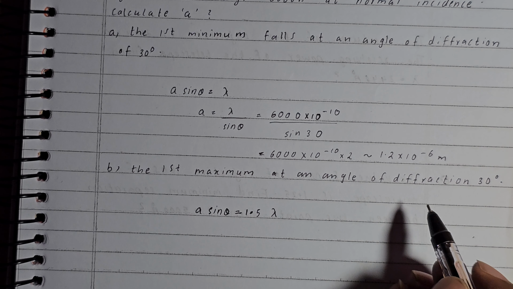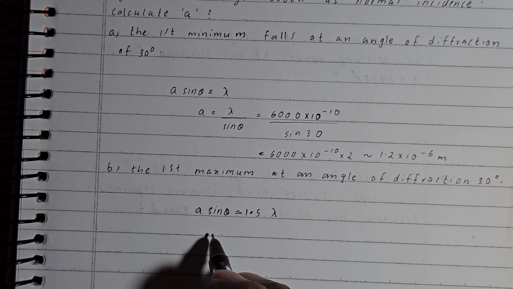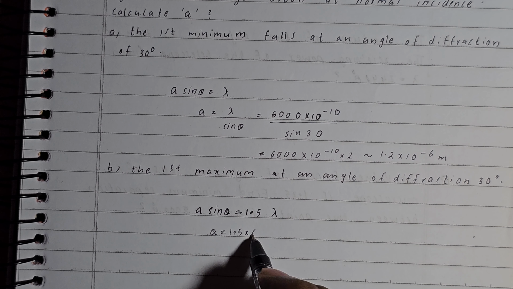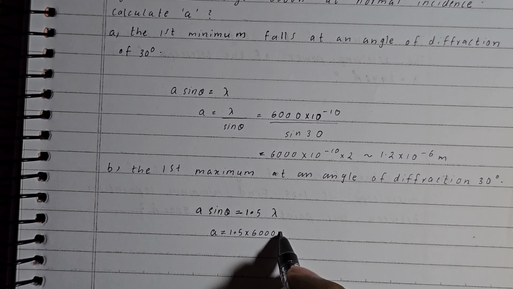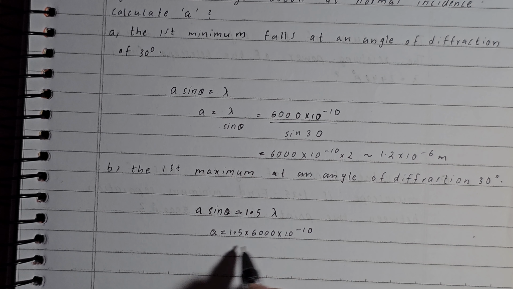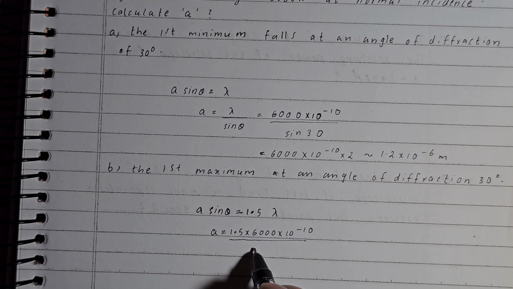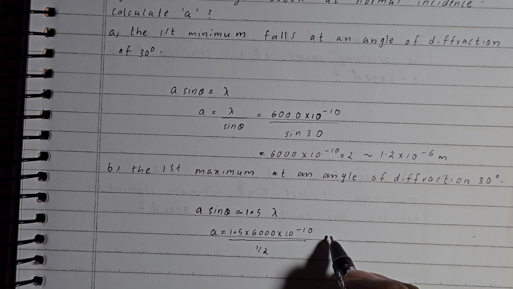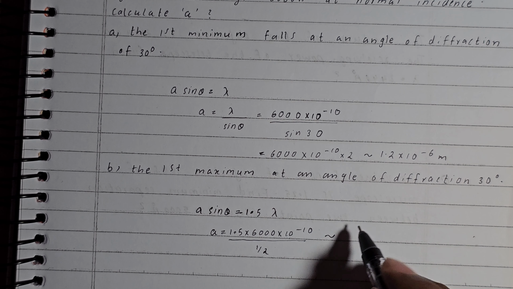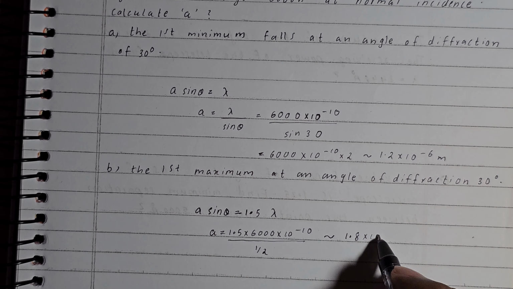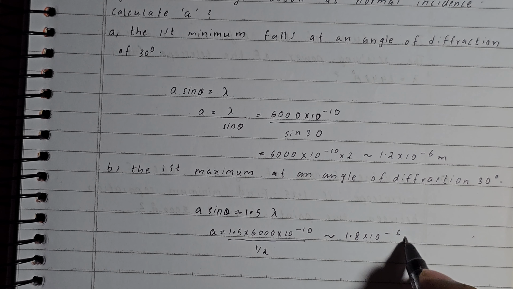Then from this, a is equal to 1.5 times 6000 times 10 to the power minus 10 divided by sin 30, that is 1 by 2. The value is approximately 1.8 times 10 to the power minus 6 meter.